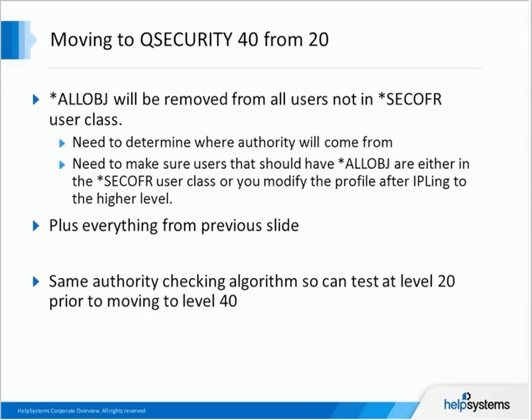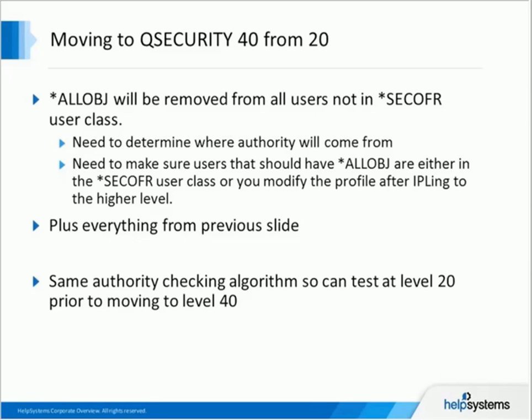So you are going to have to determine how your users are going to get authority to your application objects going forward once you make that move. So there's a variety of ways to do that. We'll talk more about where authority can come from in the last session, and I think it might be the first week of September, when we talk about object level security. But moving from 20 to 40 is certainly a far greater leap than level 30 to 40.